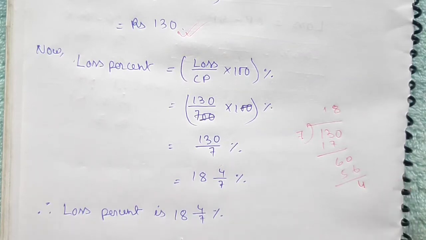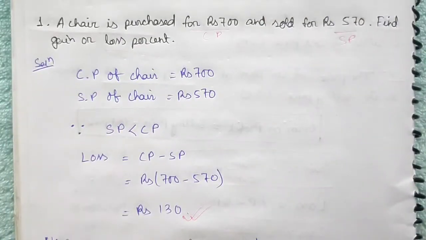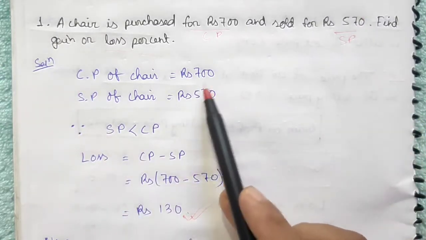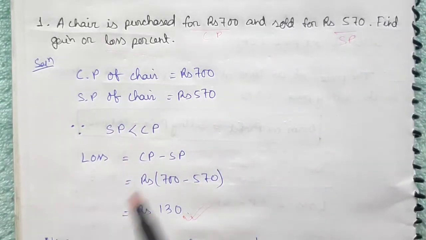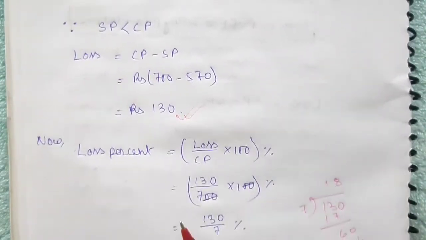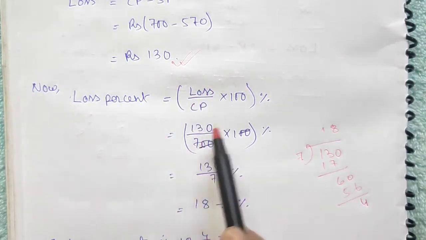I hope this is clear. Let us recall what we have done. In the first case, the cost price is given: the amount with which a shopkeeper buys. The cost price is 700 and the selling price is 570. By looking we can say that the selling price is less than the cost price, so this is a loss. The loss is 130, and then we converted this 130 into percentage. Loss percent is loss by CP into 100.